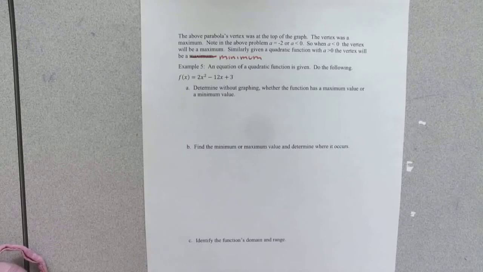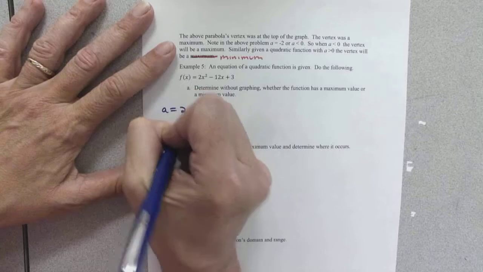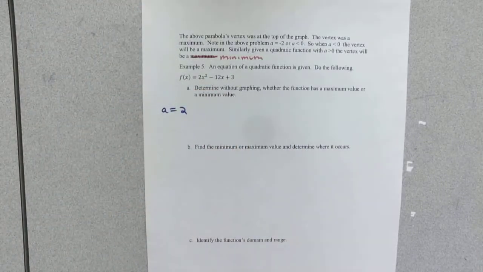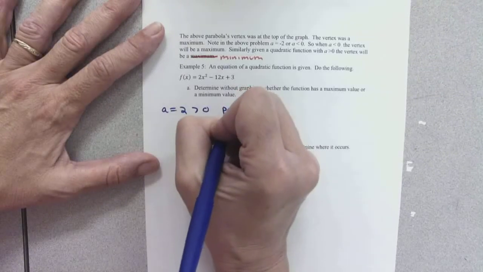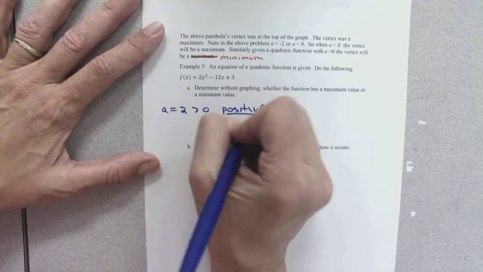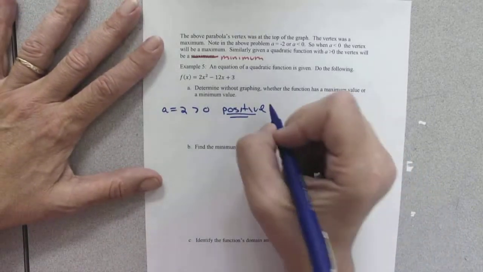An equation of a quadratic function is given. Do the following. So there's my function. Determine without graphing whether the function has a maximum or minimum value. So it's all about the A. A is 2. Now it's not important that it's 2. What's important is that it's greater than 0, it's positive. That's what's important.